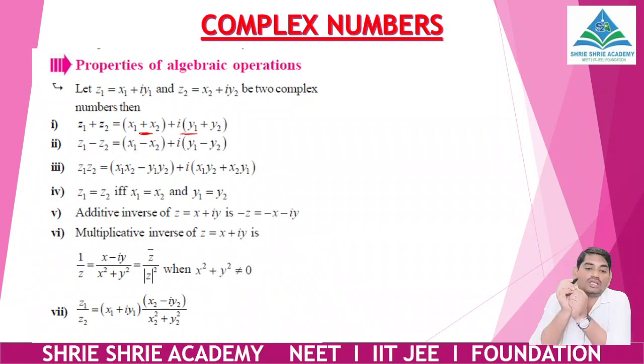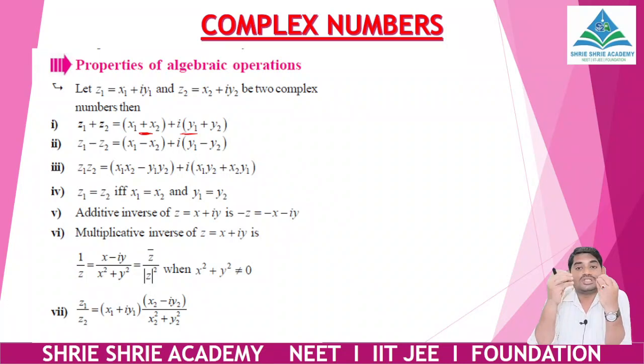Students, we remember one thing here: whenever we are adding, subtracting, multiplying or dividing any two complex numbers, we always separate the real parts and imaginary parts. See here, z1 is equal to x1 plus iota y1 and z2 is equal to x2 plus iota y2. If we add these two complex numbers, what is the real part in the first complex number? x1. And in the second complex number? x2. So we add real part with real part and imaginary part with imaginary part only.